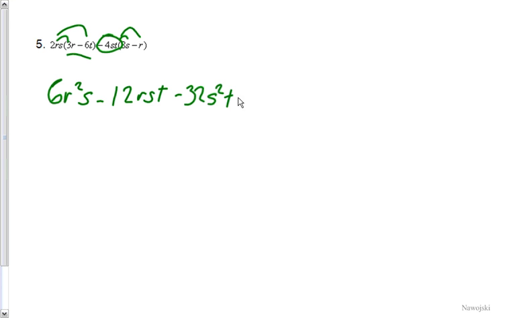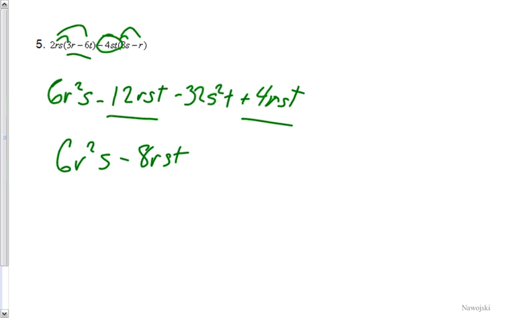And 2 negatives here become a positive 4rst. Notice how I'm keeping them in alphabetical order. This way you can see, hey, look, those are like terms. Oh, and do we have any others? This kind, oh, that one's got a t, that one doesn't. So we can't really do anything. So that's there. Those combine to give me negative 12 plus 4 is negative 8rst minus 32 s squared t. Okay, so make sure you check them out.